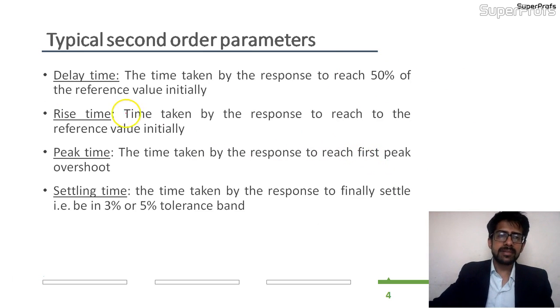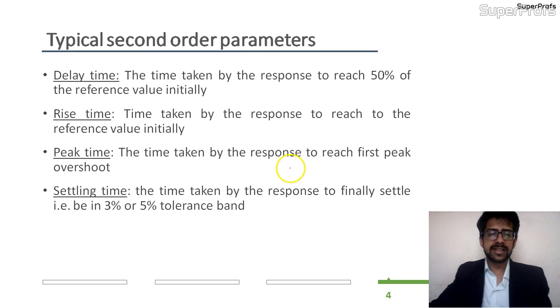As I have already described, the definitions are as follows. You can cross check again. The delay time is nothing but 50% of output response, or the time taken by the response to reach 50% of the reference value. Rise time is 100% value and time taken to reach there. Peak time is time taken by the response to reach the first peak of the overshoot, as I described. And settling time is the time taken by response to finally settle and be in 3% or 5% tolerance band of the reference.